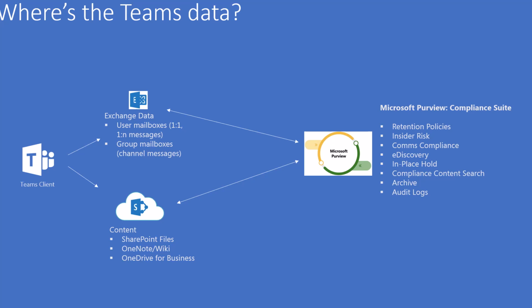So if I'm having a chat with you, for example, I would have a copy of that conversation within my mailbox. In a secure area, I can't see that as an end user, but it's stored within my mailbox in a secure area.